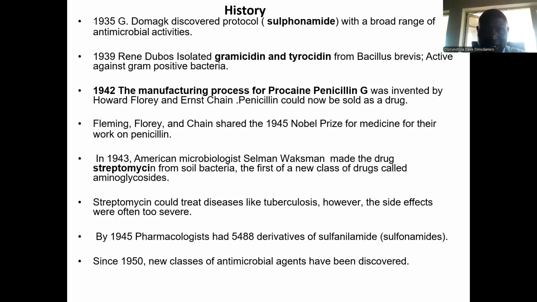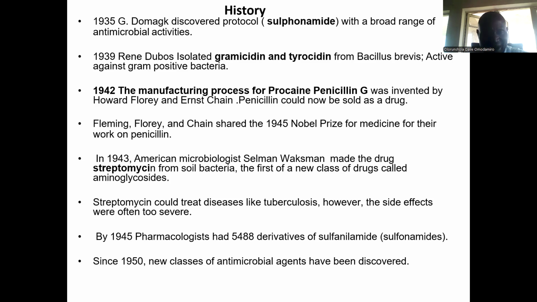Fleming, Florey, and Chain shared the 1945 Nobel Prize for medicine for their work on penicillin. While in 1943, American microbiologist Selman Waksman made the drug streptomycin from soil bacteria, the first of the new class of drugs called aminoglycosides. Streptomycin could treat diseases like tuberculosis. However, the side effects were often too severe.